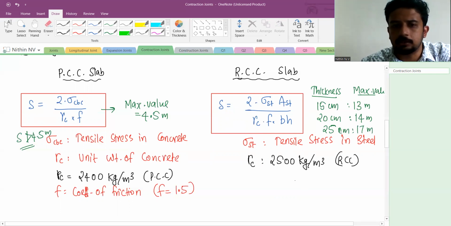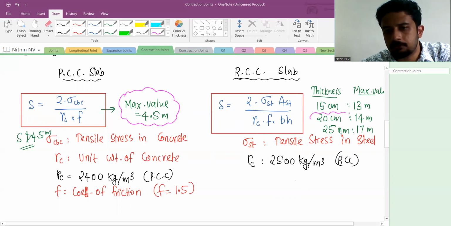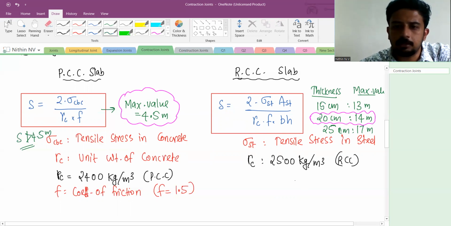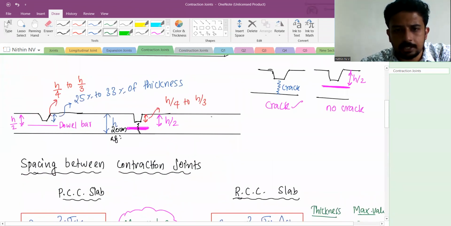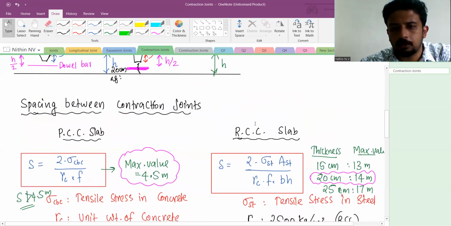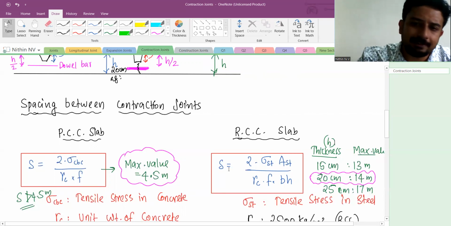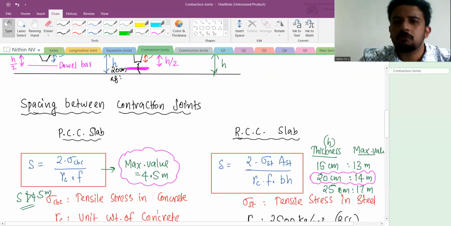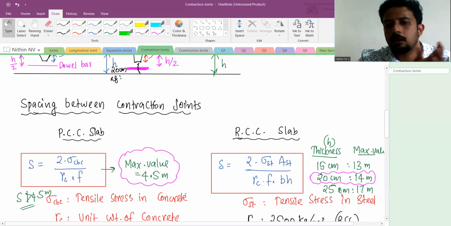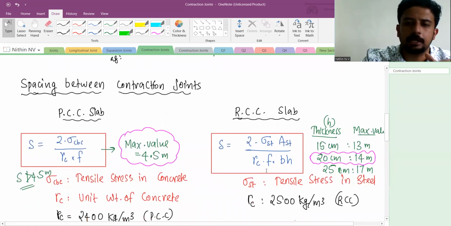Generally, you don't have to learn all these things by heart. This 4.5 meter you need to remember. Also, this 14 meter you need to remember, because generally we use 20 centimeter for the thickness of the slab. What is the meaning of this 20 centimeter? This H is the thickness of the slab, right? Now the spacing can be maximum 14 meter. More than that, we don't give. That's it. Understood?